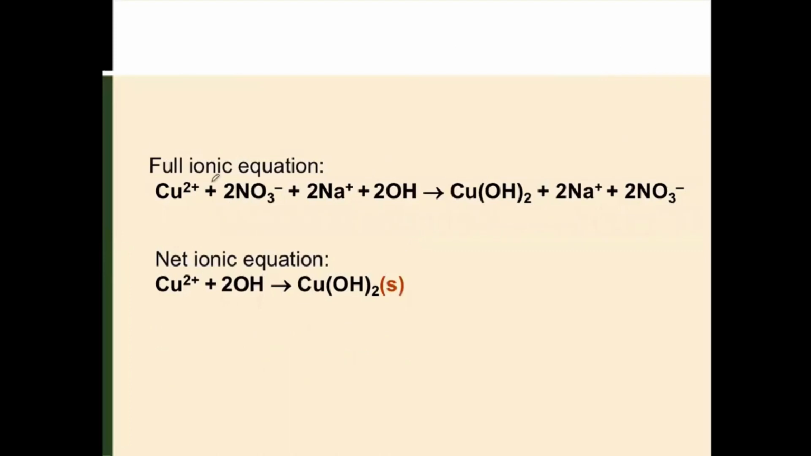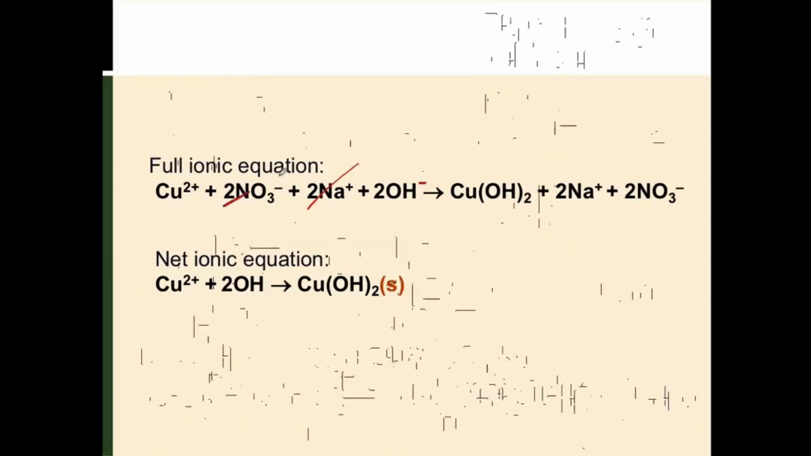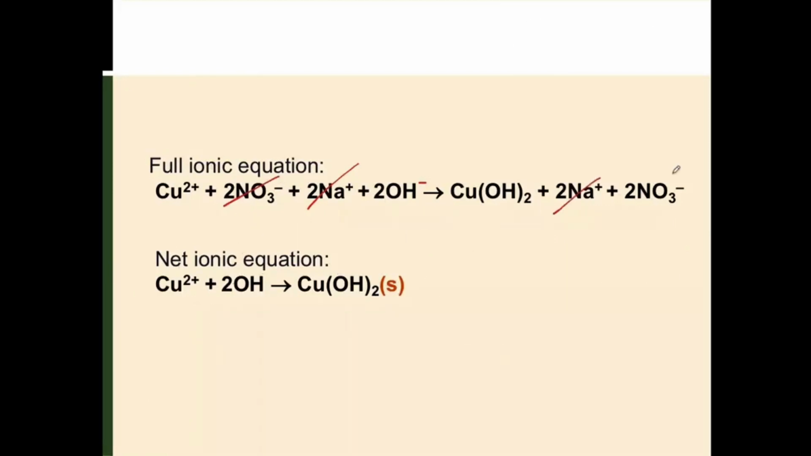So the full ionic equation here is copper plus nitrate plus the sodium ions plus the hydroxide anions gives us this copper hydroxide precipitate plus sodium plus nitrate. So that's the full ionic equation, but these are spectator ions. And so the net ionic equation would be this, which is the calcium 2 plus and the hydroxide gives us calcium hydroxide as a solid.